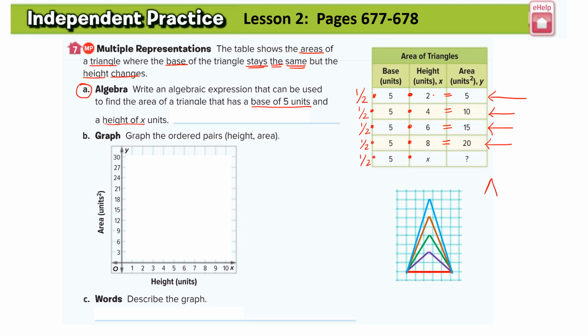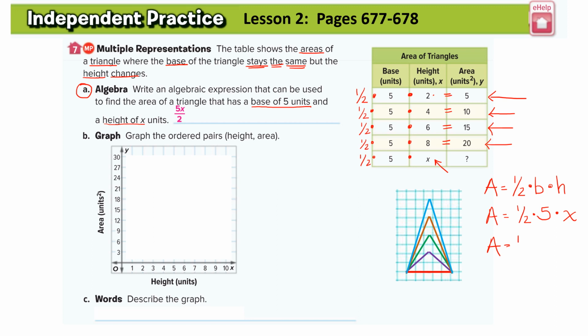So we go back to our original formula, area equals 1/2 times the base times the height. So the area is going to equal 1/2 times 5. For the height, they're going to give us the variable x, so I'm going to write x. Now, I think it's important to see what the answer is in this case, so I can show you how they got this answer. The answer is 5 times x divided by 2. And how did they get that as the answer?